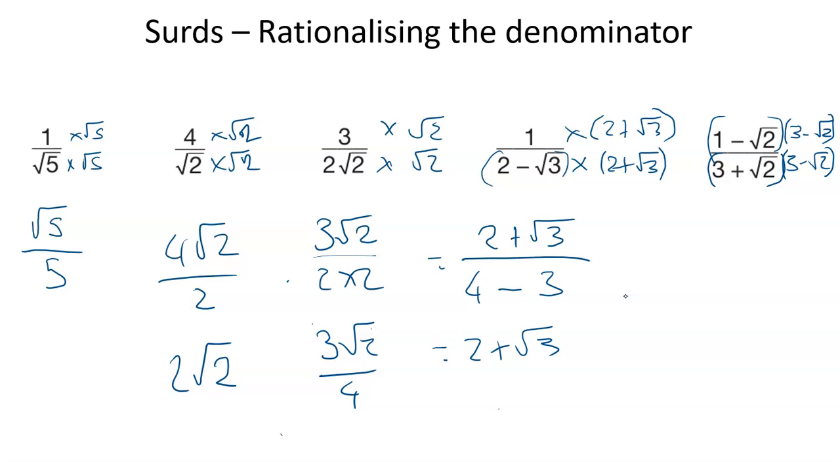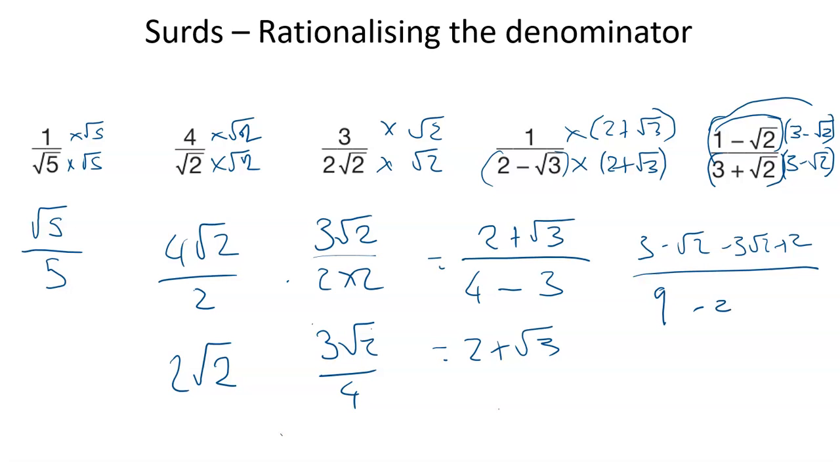Right, on the top is the more complicated one. We've got 1 times 3 is 3. We've got 1 times minus root 2 is minus root 2. We've got minus root 2 times 3, which is minus 3 root 2. And minus root 2 times minus root 2 is positive 2. All over, 3 times 3 is 9. The 3 root 2 minus 3 root 2 cancels, and then we get minus, because it's minus times a plus, 2, because the roots cancel.